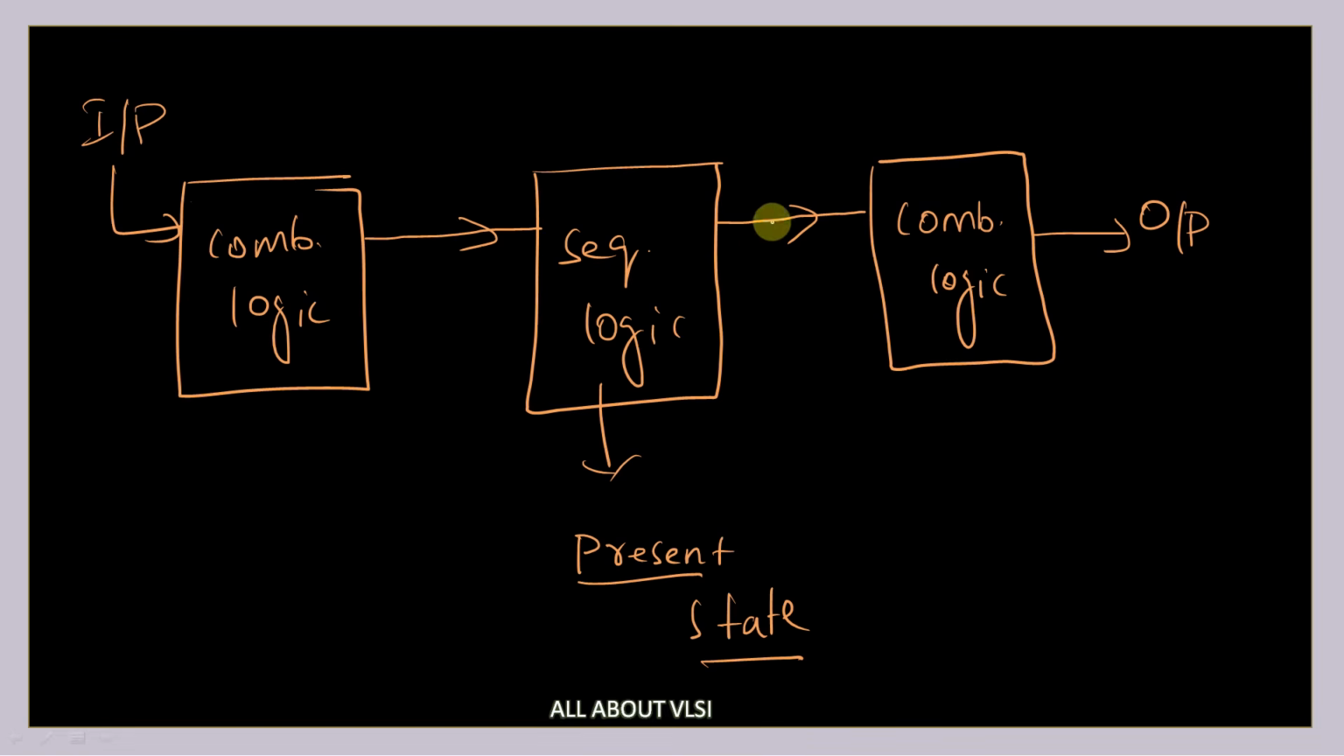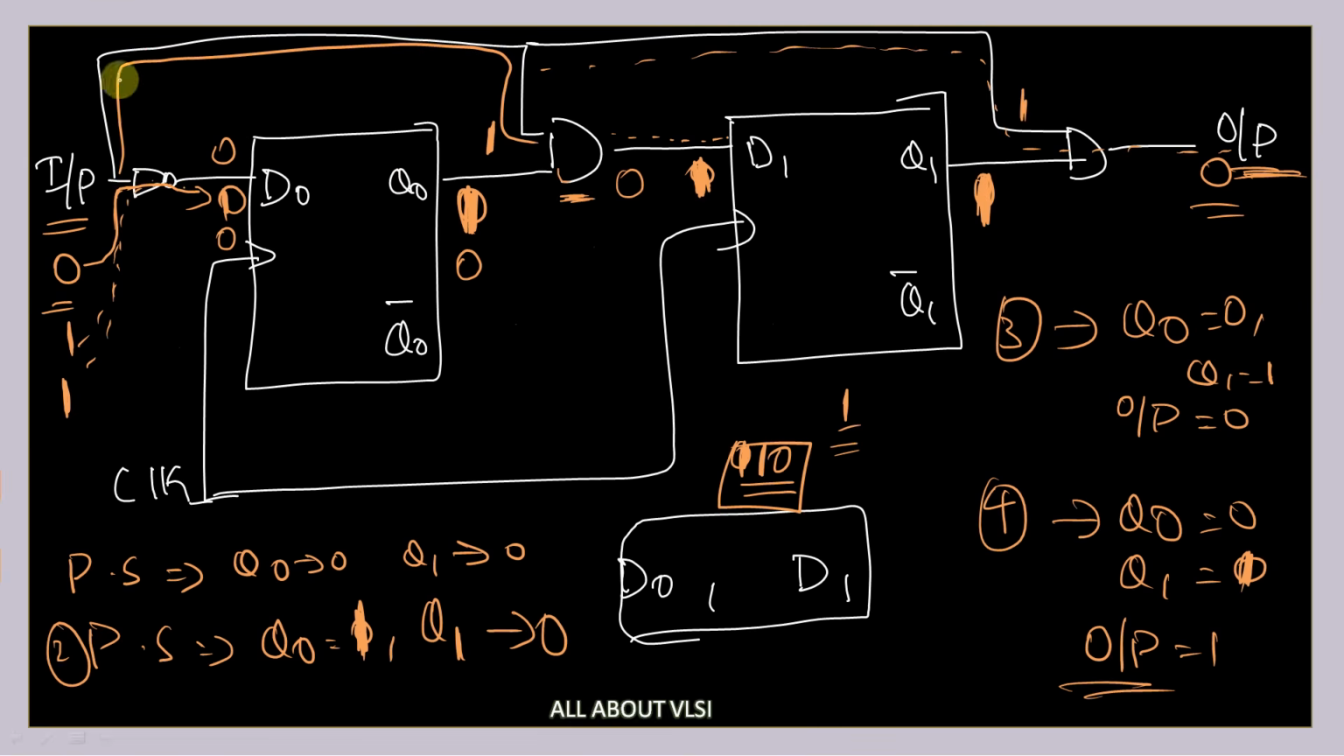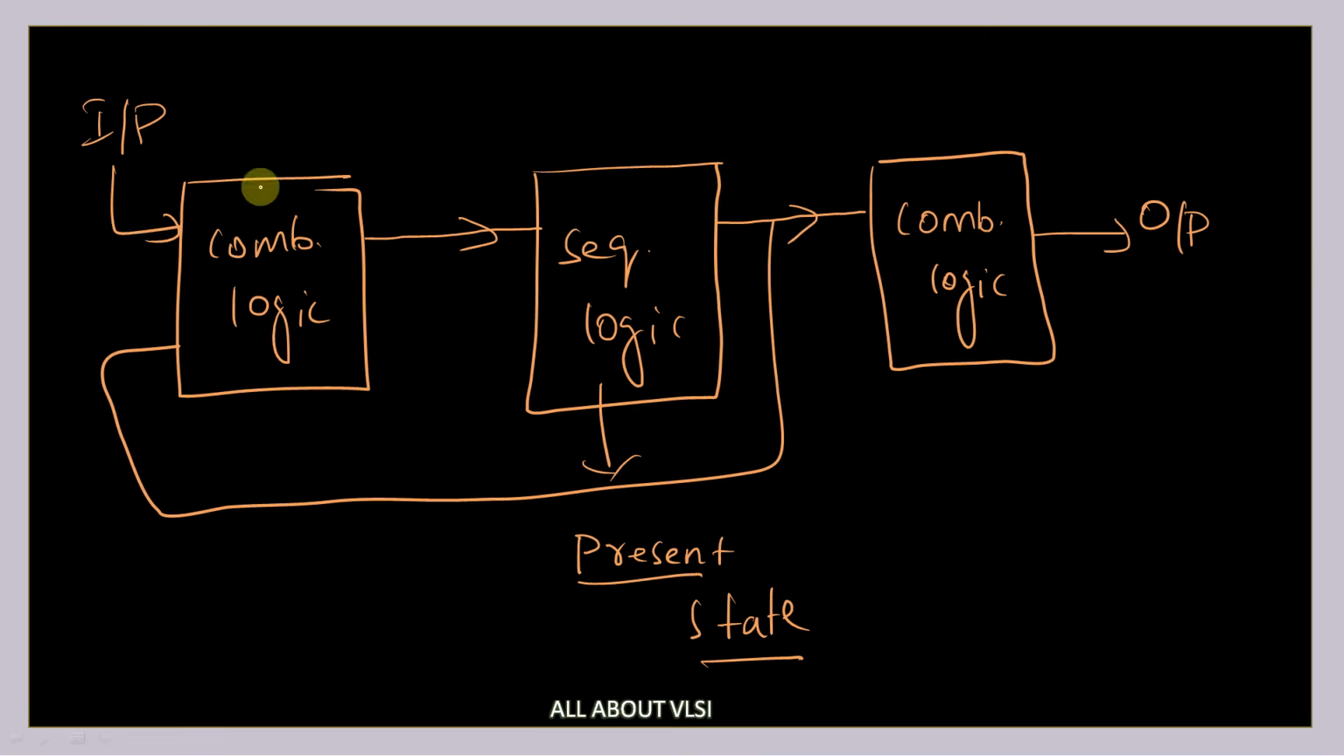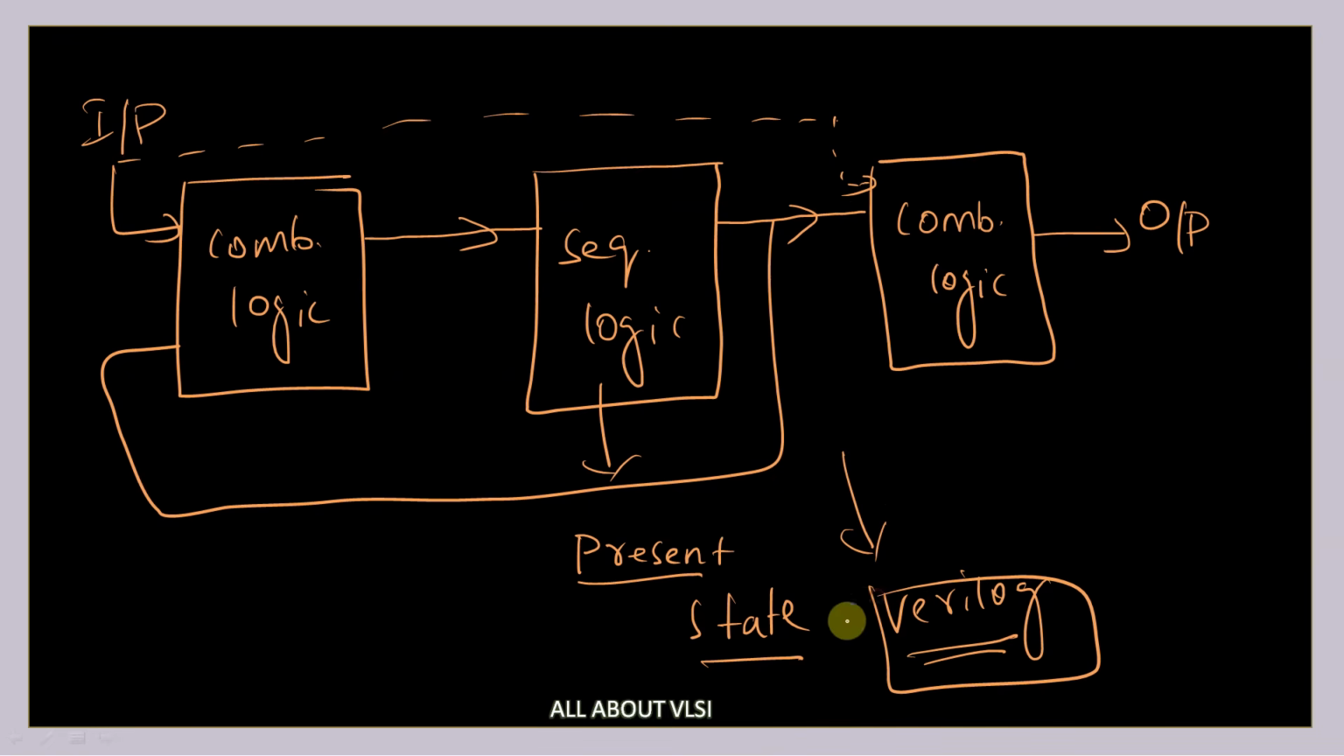So from this present state to the input of this combinational logic, we will have one feedback. And if you carefully observe this diagram, the input has a direct connection to the output, so we are going to draw that. The input will be connected like this to the output combinational block. This particular block we are going to implement in Verilog. Using this block diagram for the Mealy state machine, we are going to implement it.